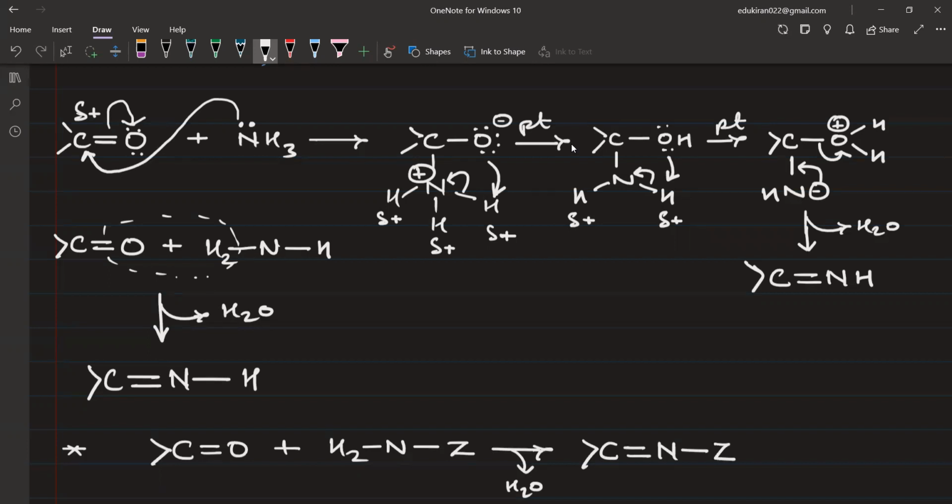The important thing is this part, how to form the product. This is important. You are going to be asked about the product, not about the mechanism. Okay, so please write the complete thing with the mechanism also, but please focus on how you are going to write the product.